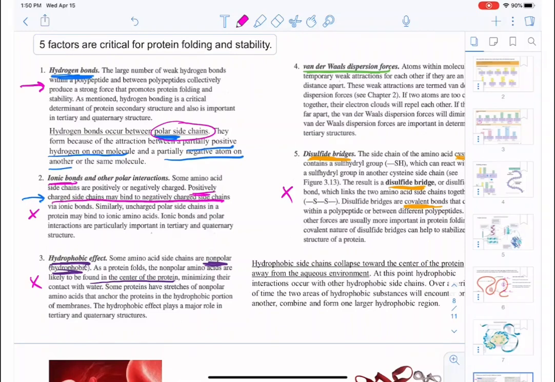But what we do have is a couple polar side chains interacting with each other. And off of one of those polar side chains, there's a hydrogen atom. So what's that going to be? We're going to have a hydrogen bond that's holding those together.